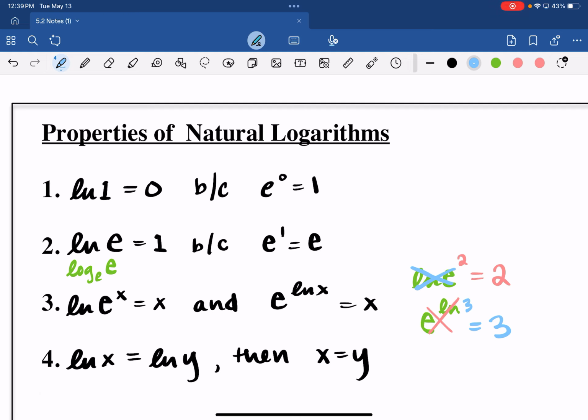If the natural log of x equals the natural log of y, then x has to equal y. Okay? So nothing new there. The only new thing is our notation. We're now talking about natural log.